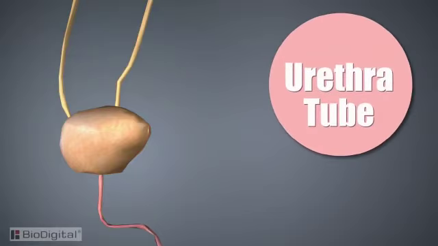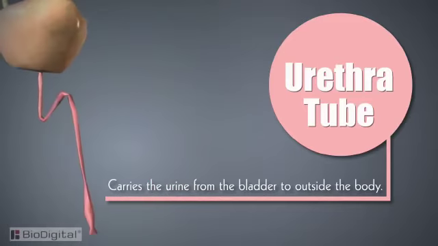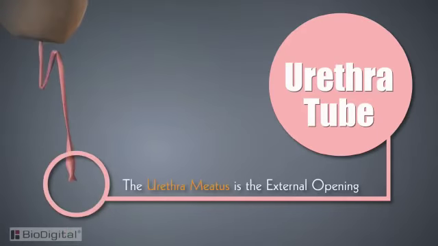Leading from the bladder is the urethra tube. Its job is to carry the urine from the bladder to the outside of the body. The last structure in the urinary pathway of purging toxins from the body is the external opening to the urethra. This is called the urethra meatus.